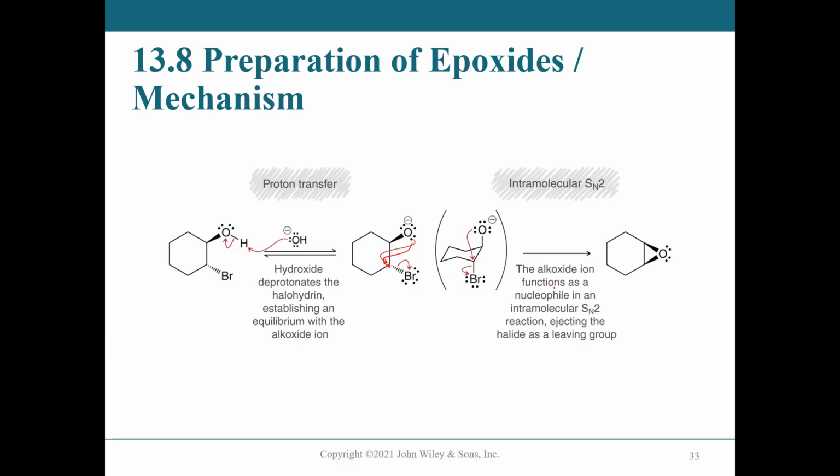So the alkoxide ion functions as a nucleophile in an intramolecular reaction. Intra means within the same molecule. And so the alkoxide ion functions as a nucleophile in an intramolecular SN2 reaction, ejecting the halide as a leaving group. You can see that halide, which is bromine, is a good leaving group. Bromine is large. It's a very good leaving group. We form our epoxide right here.